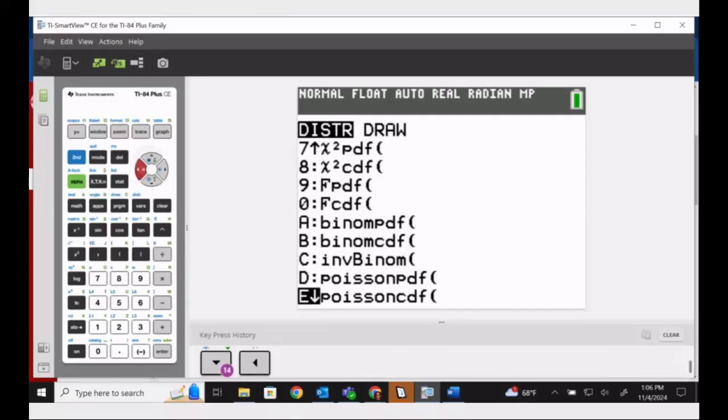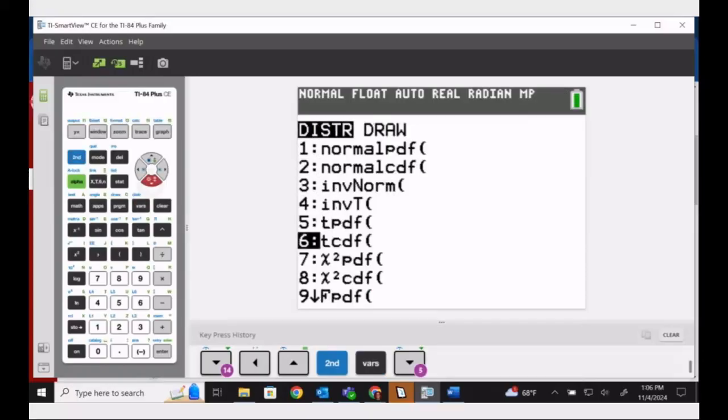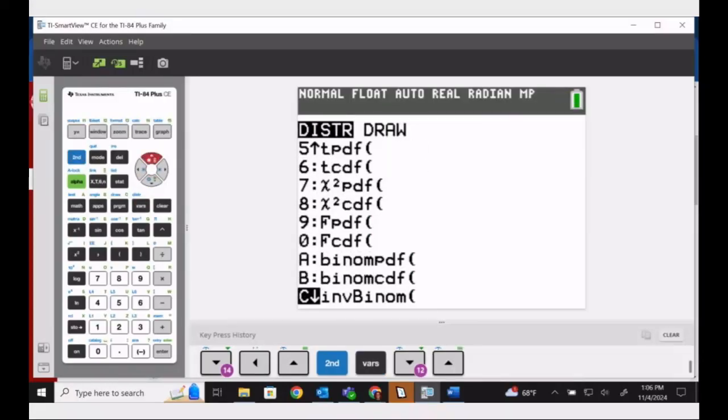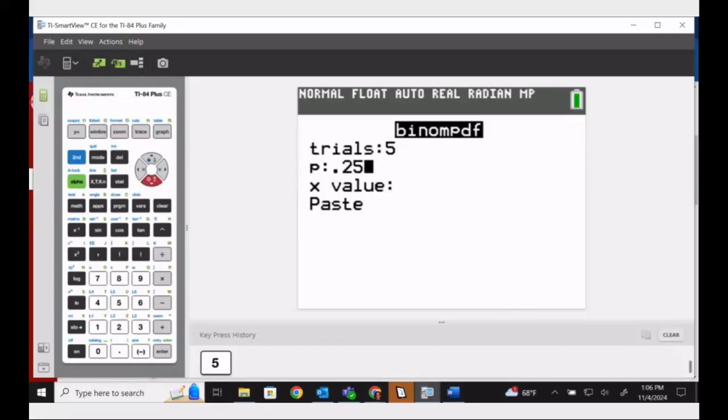Do you guys see right here where it says A and it's binom PDF? We want the one with the P. Binom PDF. And then it prompts you: number of trials. We had 5 trials. Probability of success was 0.25. And we were interested in exactly how many correct? Exactly 2 correct. So I'm going to put 2 here.